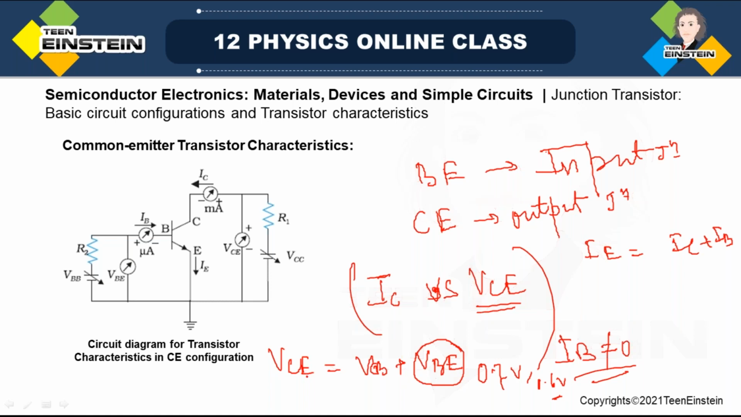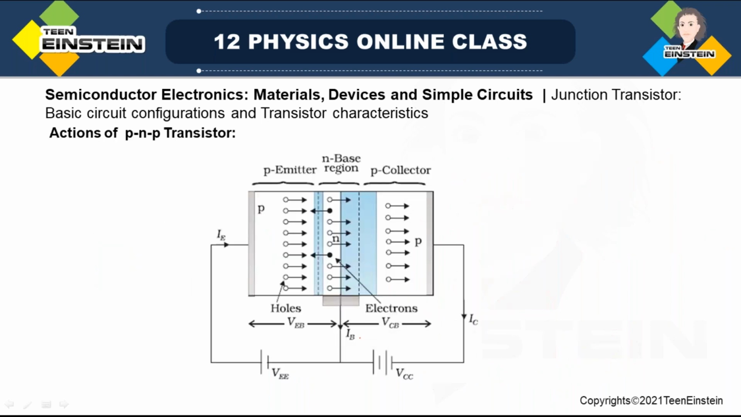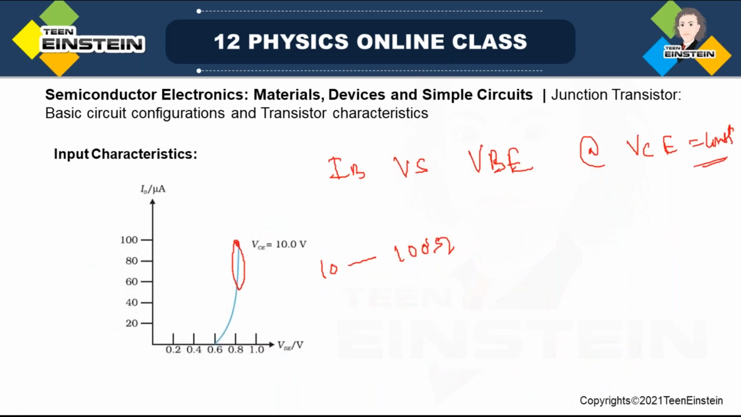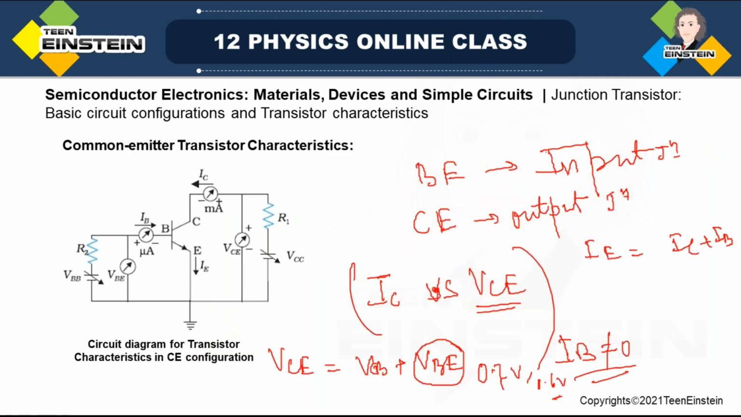Okay, one more thing I just forgot in the input curve. I just want to mention once. So this VCE voltage has to be kept fixed within a value 3 to 20 volt. In this range, any volt you can take and keep constant, and then draw the input characteristics.